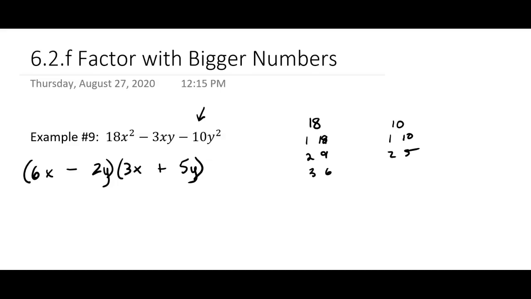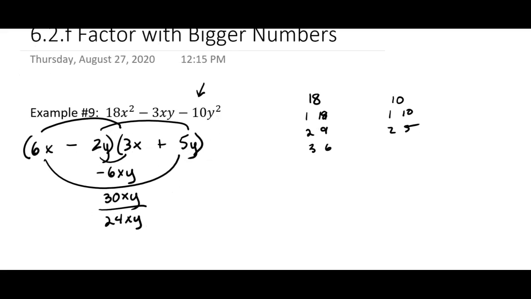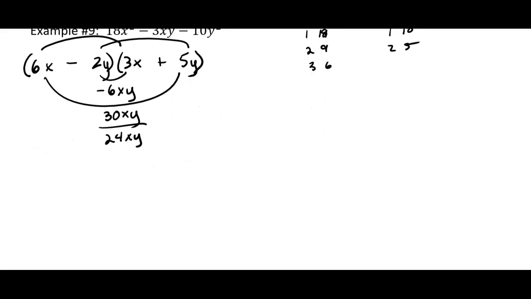Okay, now we'll check the middle term. I know this is 18x squared, and I know this is negative 10y squared. It's the middle term. So I'm getting a negative 6xy, and I'm getting a positive 30xy, and that totals up to be, what, 24xy? So I'm thinking, okay, well, that didn't work. It's supposed to be a negative 3. I could switch my signs, but all that's going to do is make it a negative 24. So I won't try that.